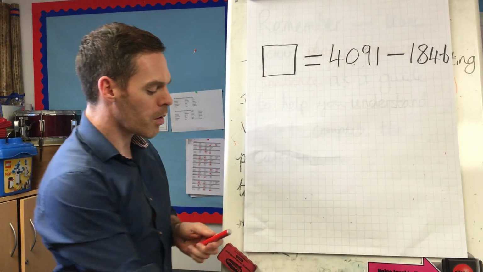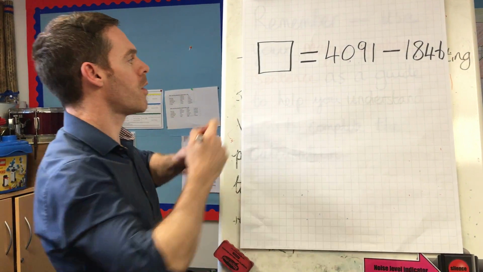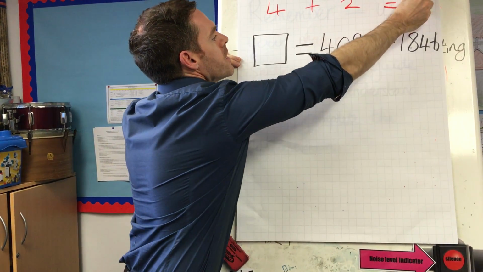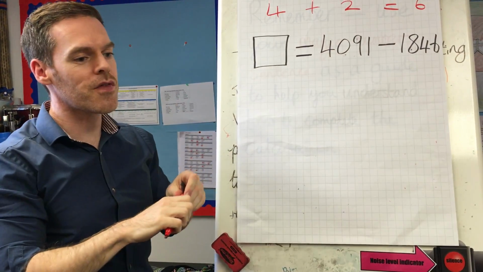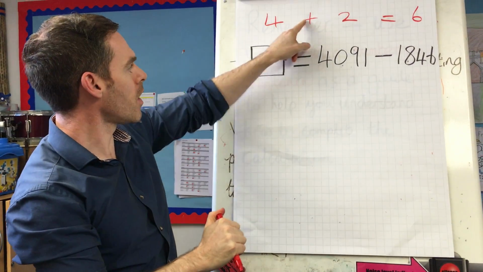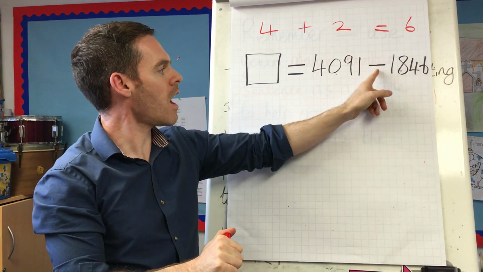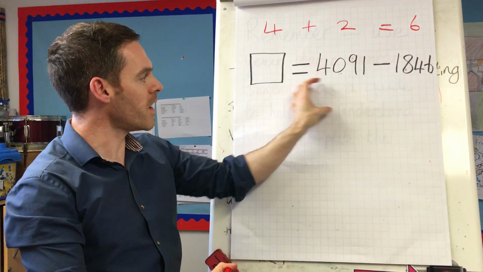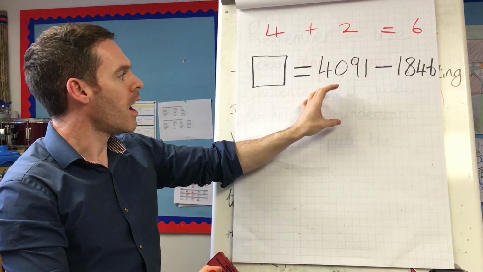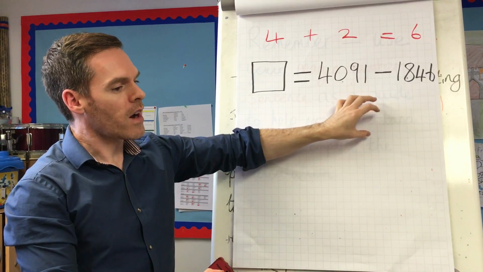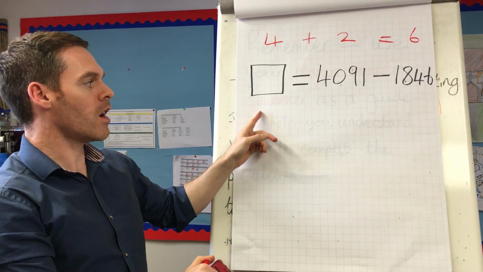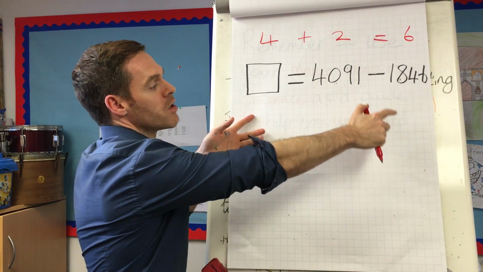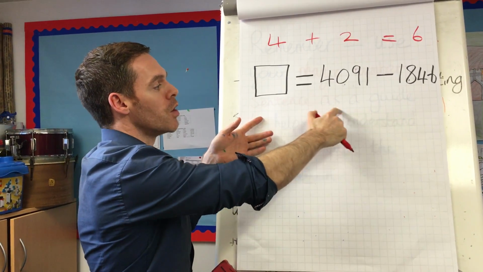So again, I'm going to write my magic number sentence on top. 4 plus 2 equals 6. Now I'm going to look to see if the pattern matches. Plus with an equals and a minus. It doesn't match. So we need to change our magic number sentence to fit this pattern. Now it needs to be subtract here, remember. So if I put 6 here, it's not going to work because 6 does not equal 4 take away 2, and it does not equal 2 take away 4.